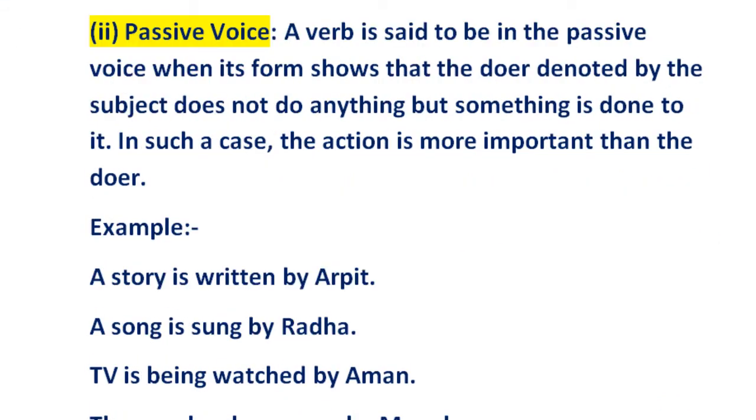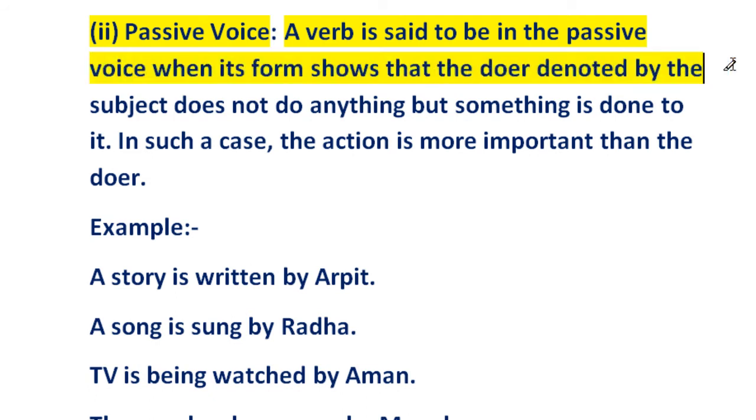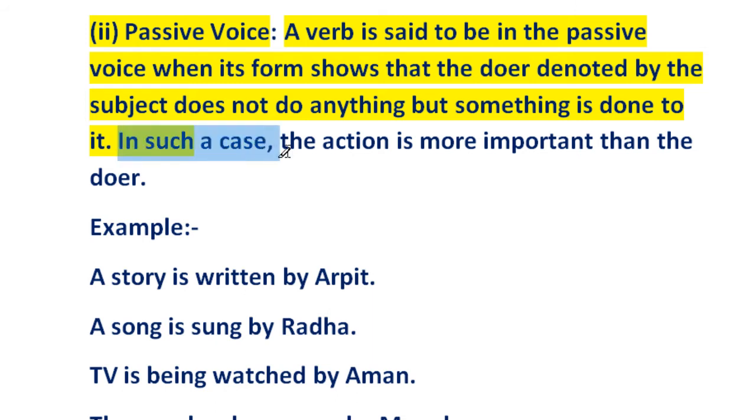Now, in passive voice, a verb is said to be in the passive voice when its form shows that the doer denoted by the subject does not do anything but something is done to it. In such a case, the action is more important than the doer. We have already seen that in active voice, the doer is more important, and in passive voice, the action is more important.